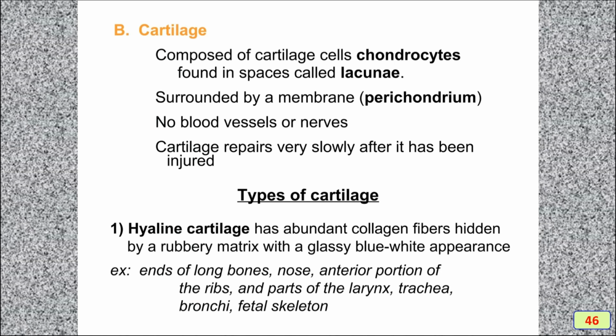Hyaline tissue is always present in the cartilage. It is made up of abundant collagen fibers hidden by a rubbery matrix with a glossy blue-white appearance. For example, the ends of the long bones, the nose, the anterior portion of the rib, and parts of the larynx and trachea are also part of this type of cartilage.